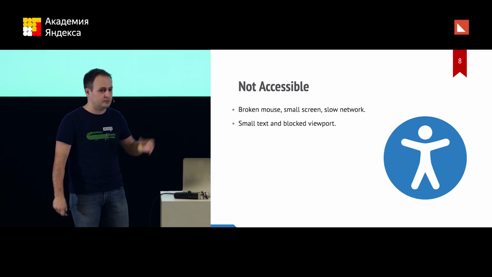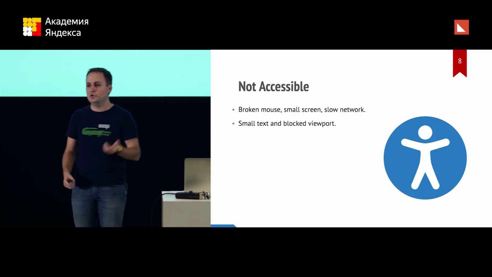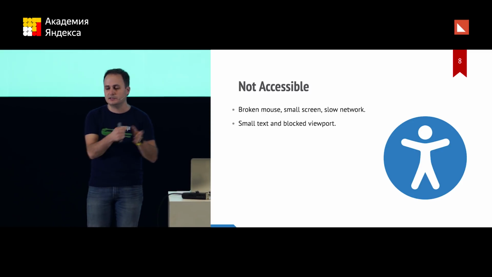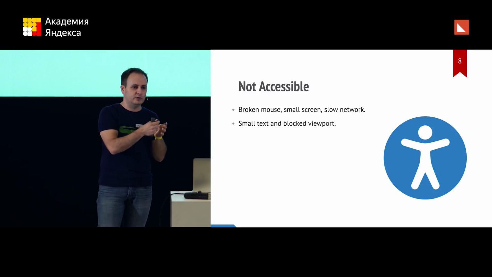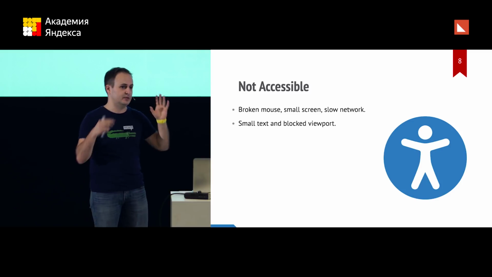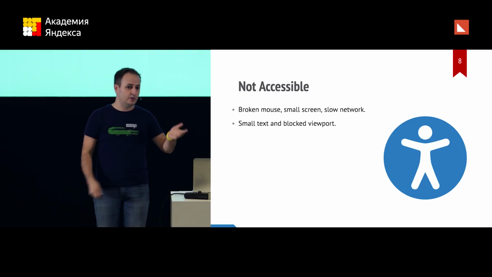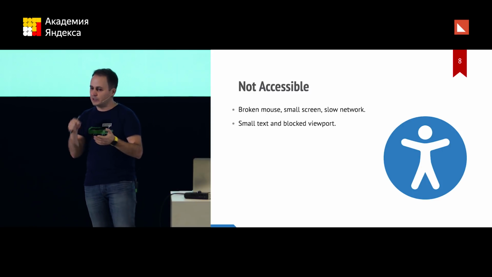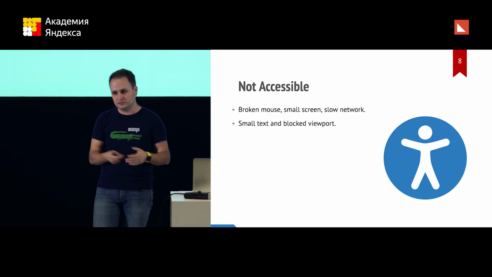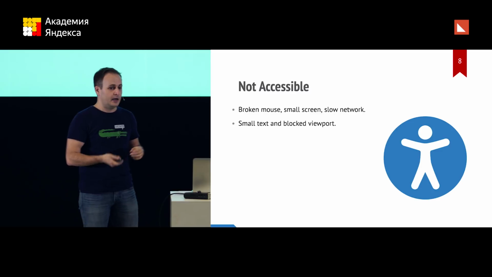Simple. If you have small text or a blocked viewport because some developer decided that it would be great to make the interface app-like, so that it wouldn't scale, so it would be cooler and everything. So it's not accessible because there's no way to make it bigger. There's no way to click the proper link instead of the one that's bigger and everything.